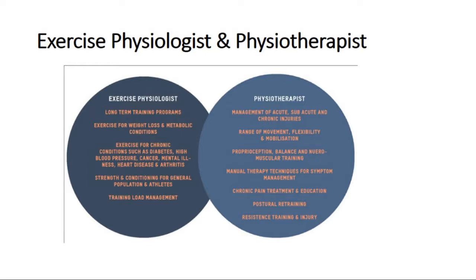So they're going to work with the exercise physiologist for things like weight loss, metabolic conditions, and also the chronic conditions, things like diabetes mellitus, high blood pressure, cancer in particular, some types of mental health, heart disease, and arthritis. So all of these groups need exercise, but they need it prescribed just right, because if we get it wrong, we can flare these patients up significantly. We've got to make sure that we're doing strength and conditioning, and that we're giving them a manageable training load.